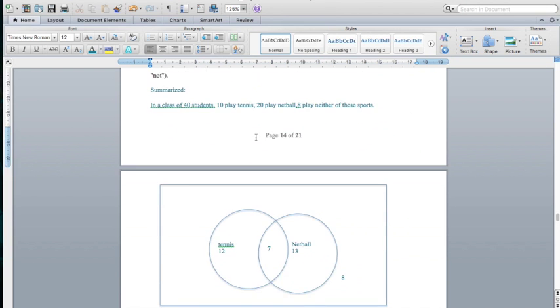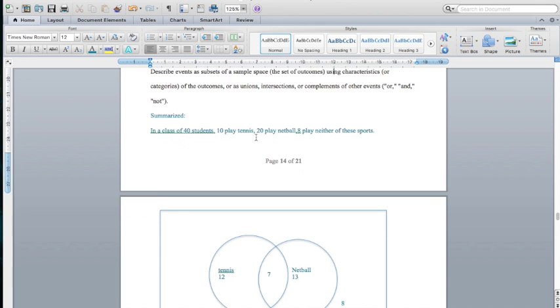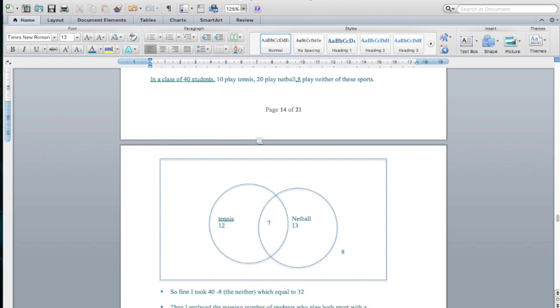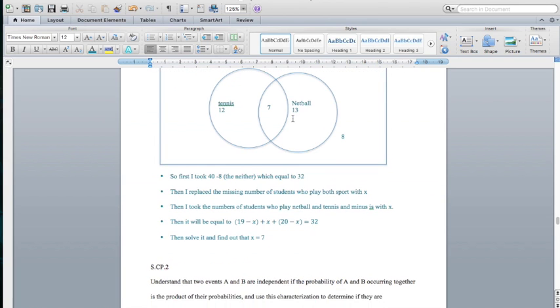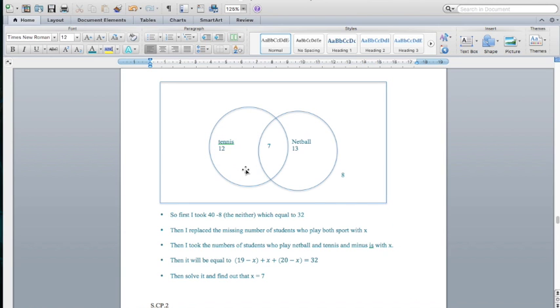So in SCP-1, I learned how to put information in a Venn diagram. So for example, in a class of 40 students, 10 play tennis, 20 play netball, and 8 play neither of these sports. So first, I took the total amount, which is 40, and minus 8, which is the neither, which equals 32 students who are actually playing a sport, and then replace the missing number of students with X.